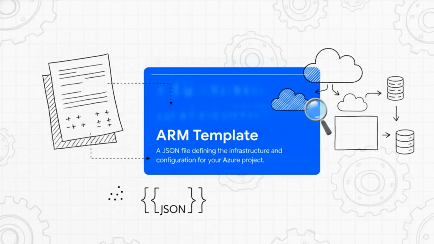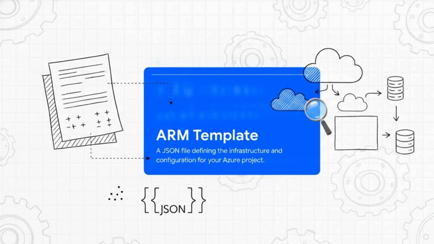Okay, so to really grasp this structure, we got to know exactly what an ARM template actually is. By definition, an ARM template is simply a JSON file that defines the infrastructure and configuration for your project. Think of this JSON code as a literal architectural blueprint for your Azure resources. And this all relies on what we call declarative syntax.